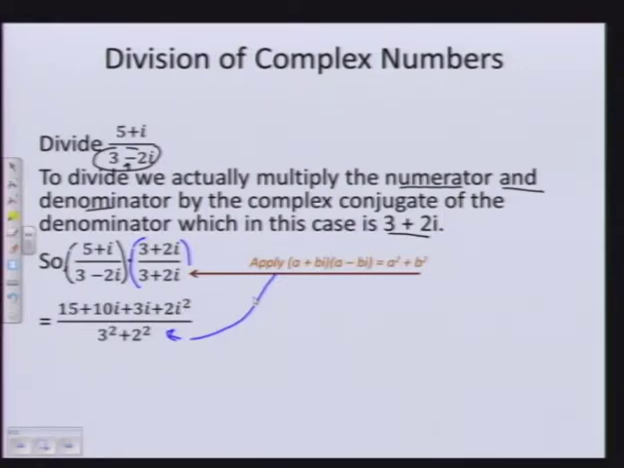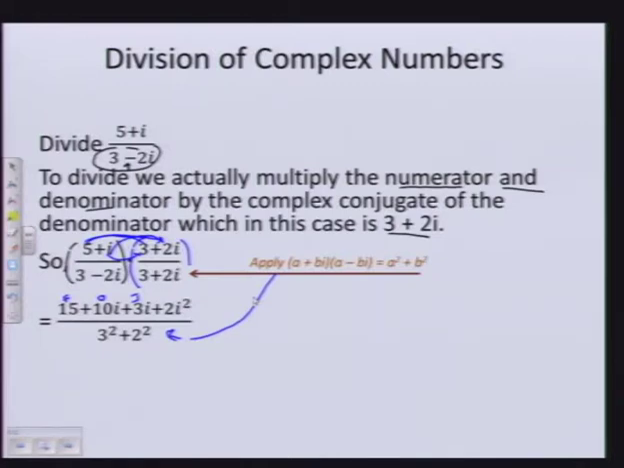However, up in the numerator, we can't take that shortcut. So again, we're applying the FOIL method by taking 5 times 3 to get our 15. That's our first. We take the 5 times 2i, that's our outer, to give us 10i. We'll have i times 3 as our inner, which is 3i. Then i times 2i to give us 2i squared. Okay, so we've done the multiplication of the numerator.